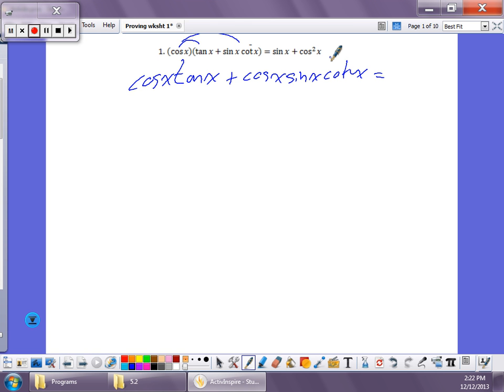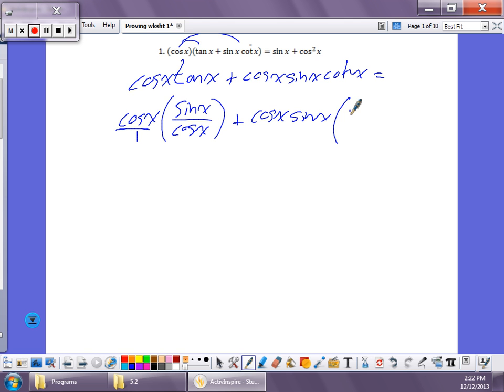So now I'm here. Next step, always try and put things in terms of sine and cosine. So I get cosine x. Tangent x, remember, is sine x over cosine x. Cosine would be over 1. Plus cosine x sine x. Cotangent is cosine x over sine x.